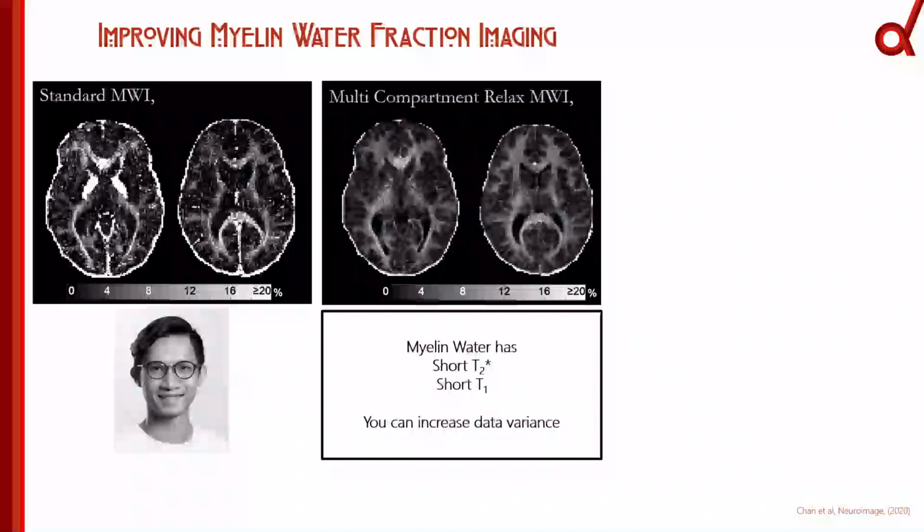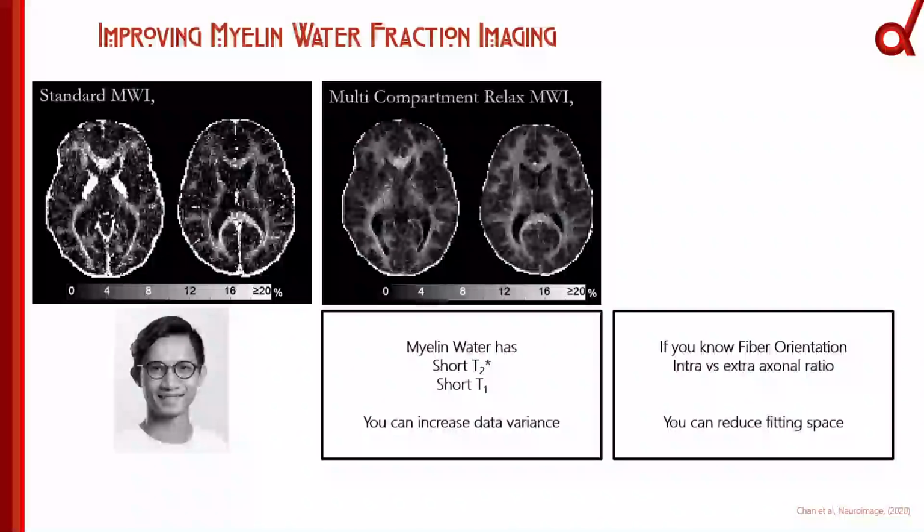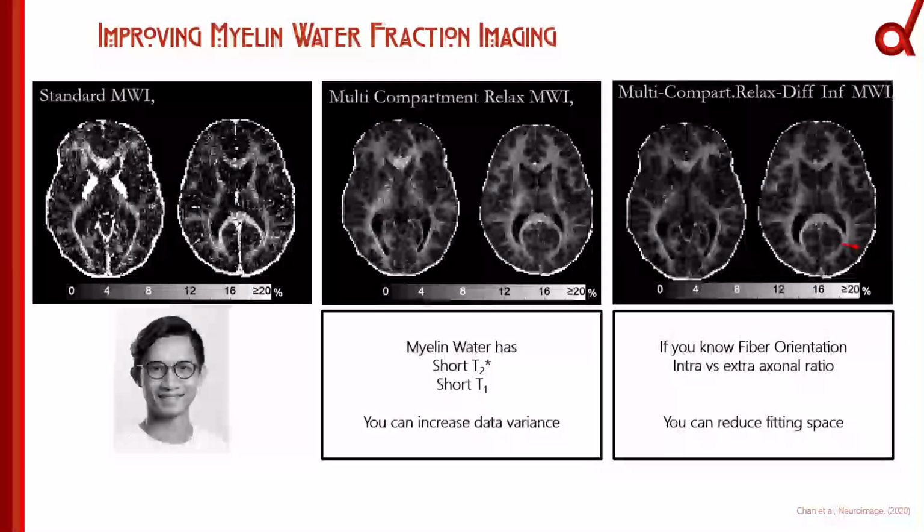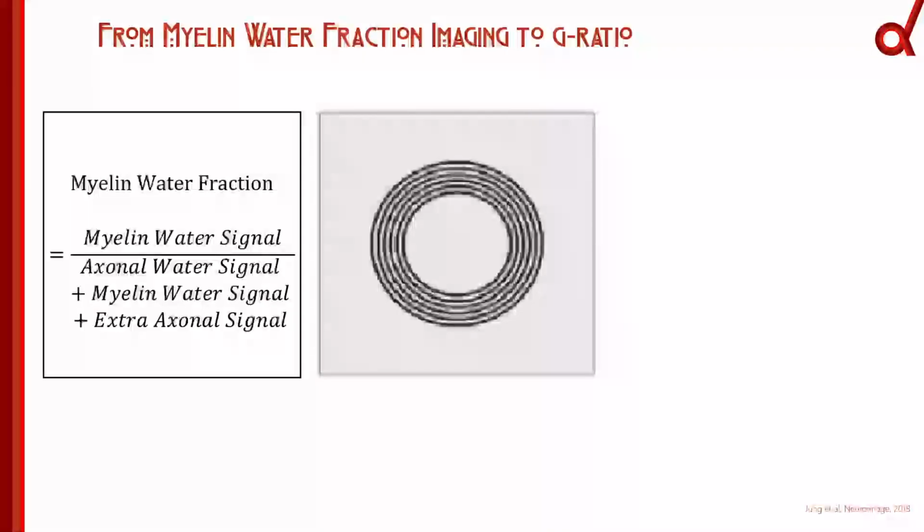And if, on top, you add diffusion information about the fiber orientation and the intra- versus extra-axonal ratio by using advanced diffusion models, you can get even higher SNR myelin water fraction. But this is myelin water fraction. And so myelin water fraction is nothing but the amount of water which is trapped between the myelin layers, relative to all the water that you have: axonal, myelin water and extra-axonal water.